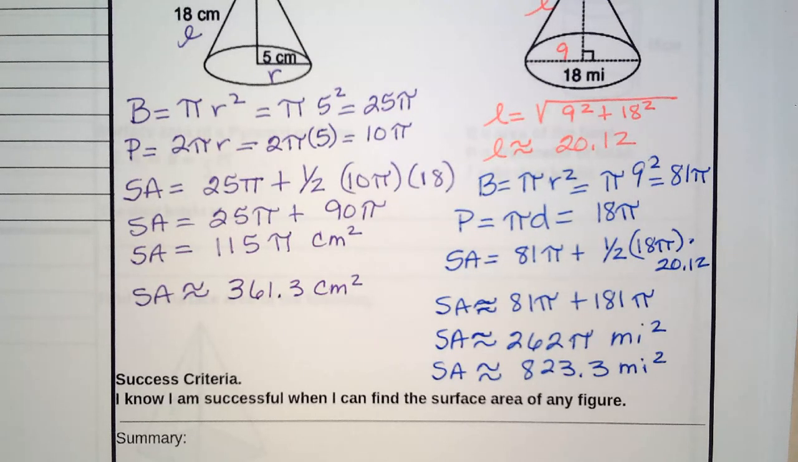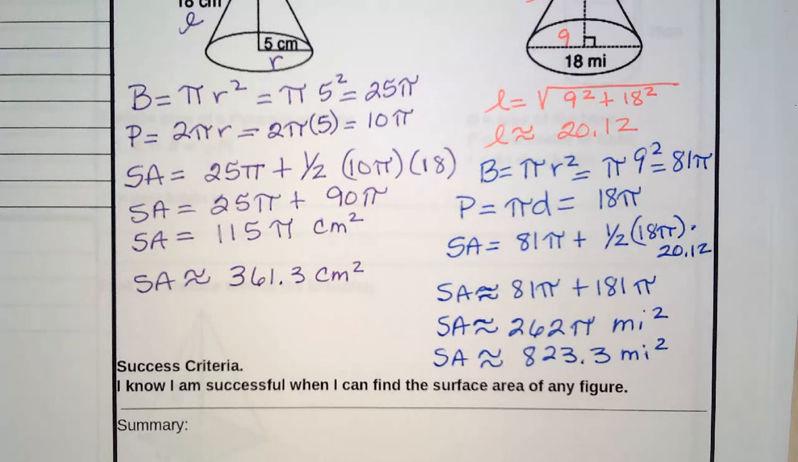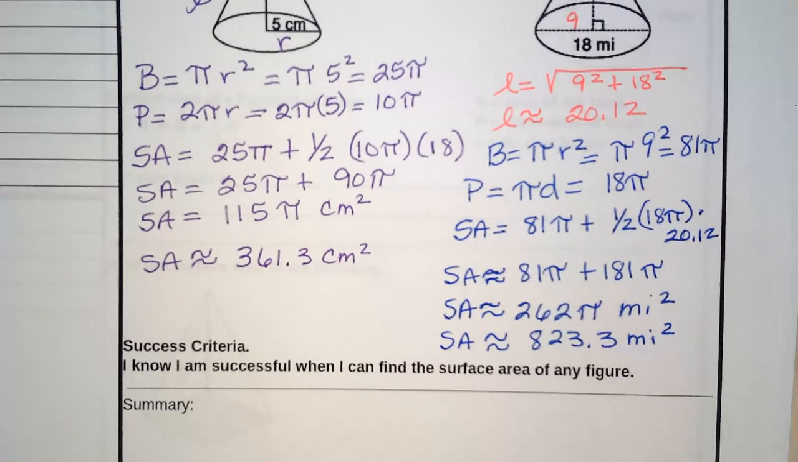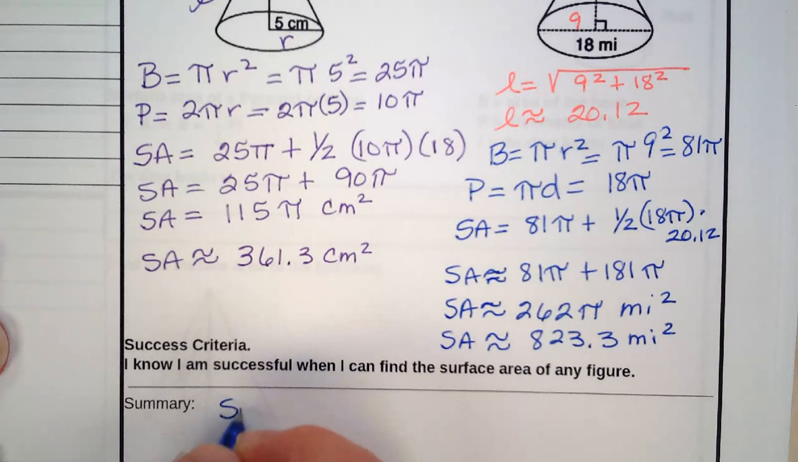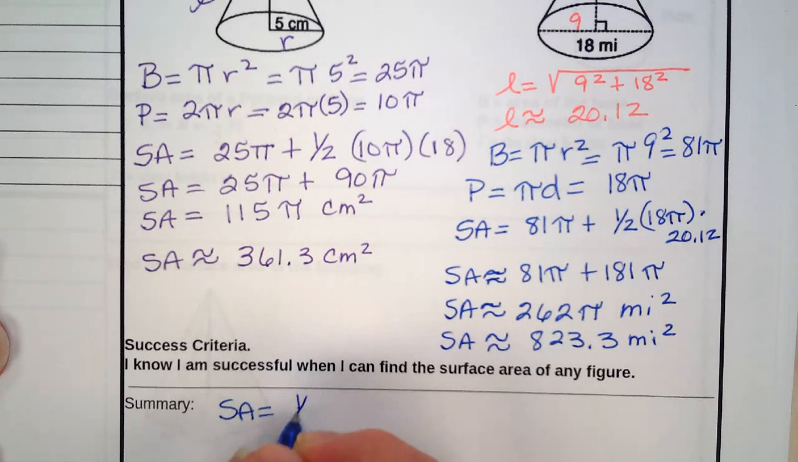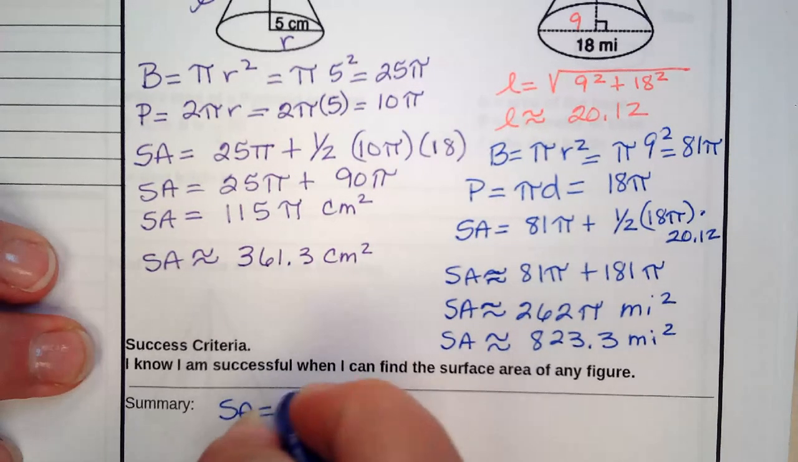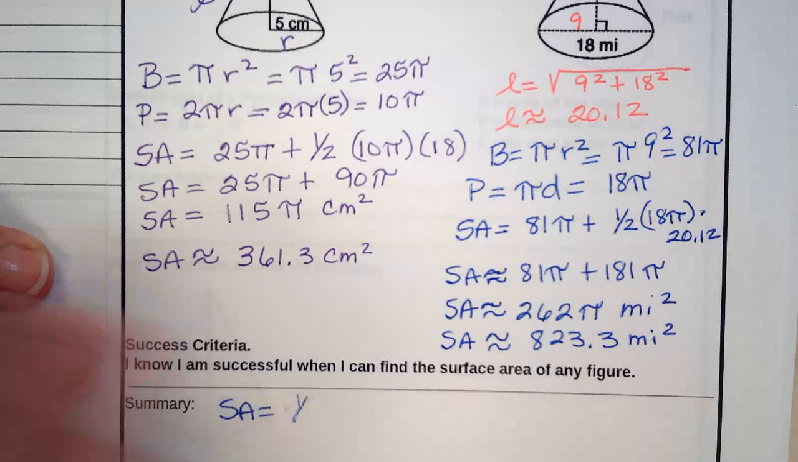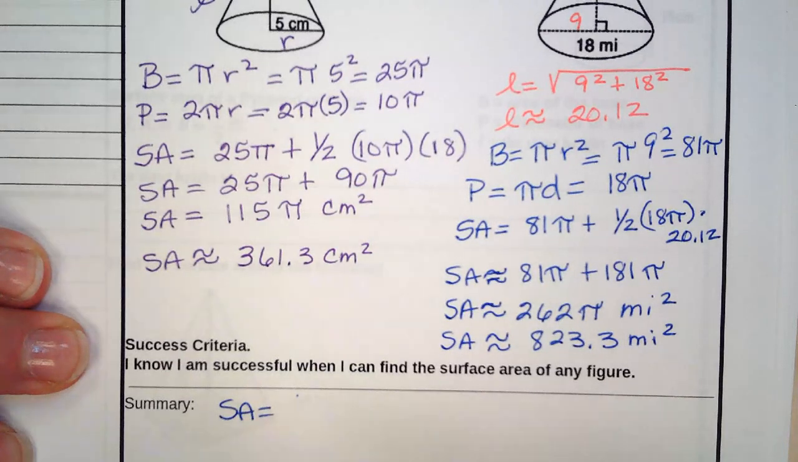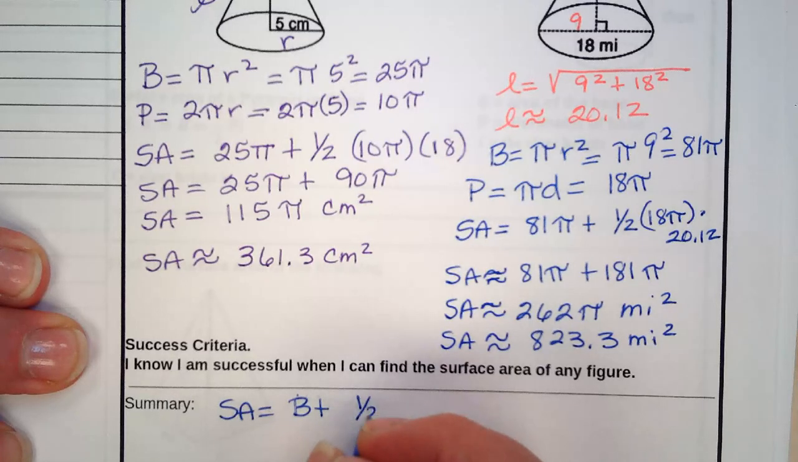You know you're successful when you can find the surface area of any figure. This time our surface area is my base area plus 1/2 my perimeter times my slant height.